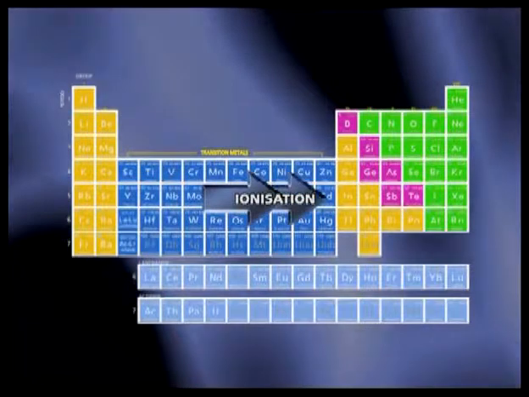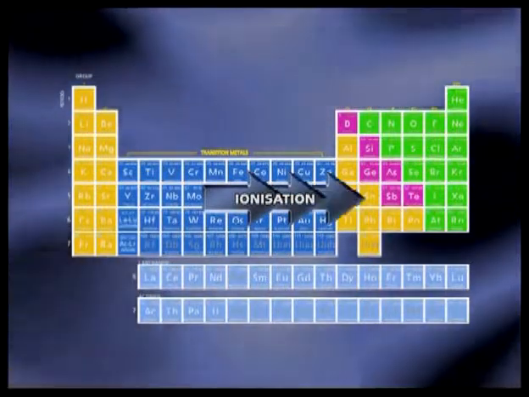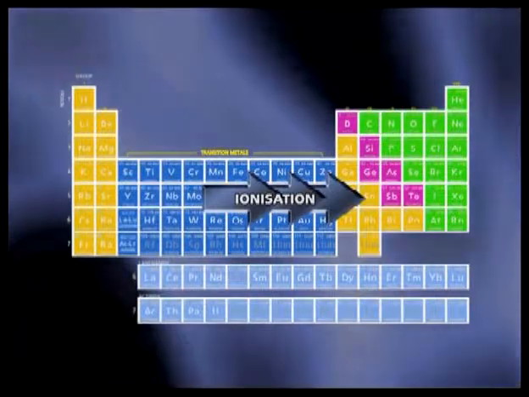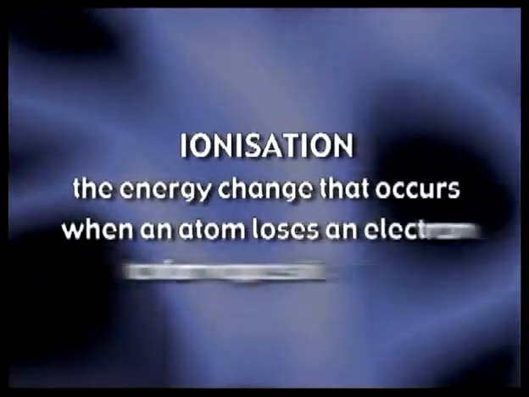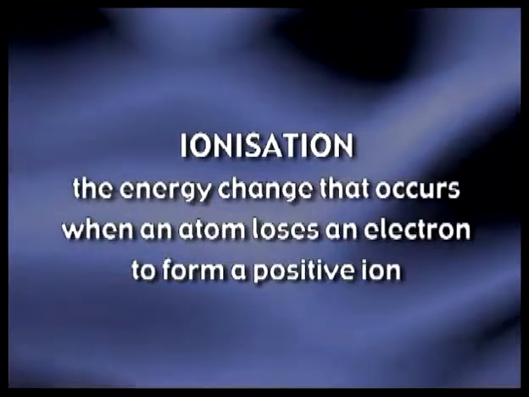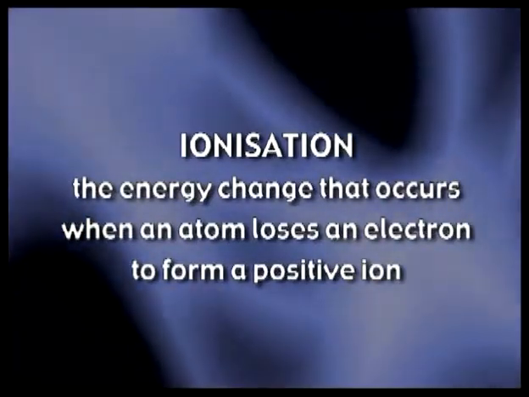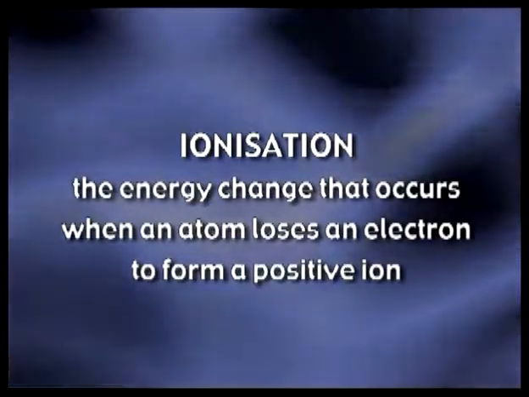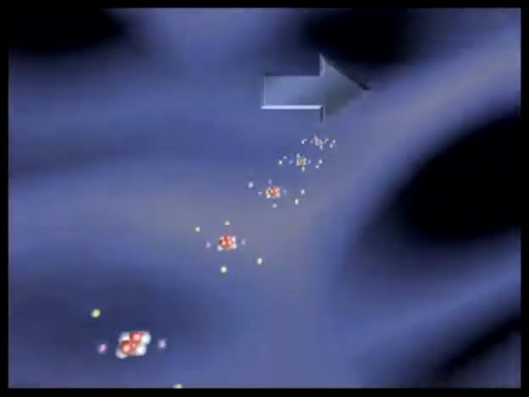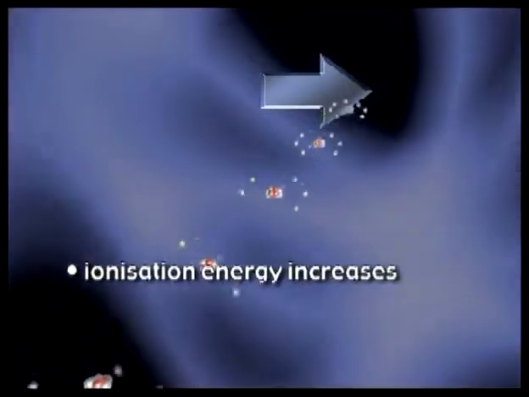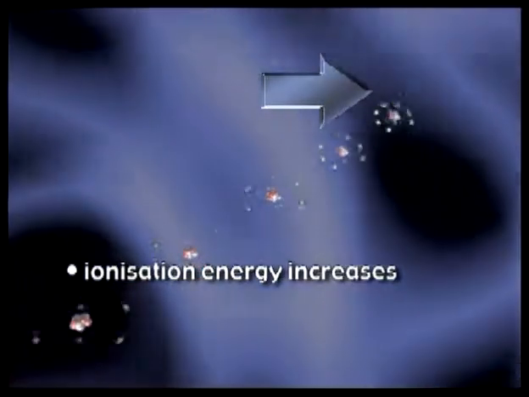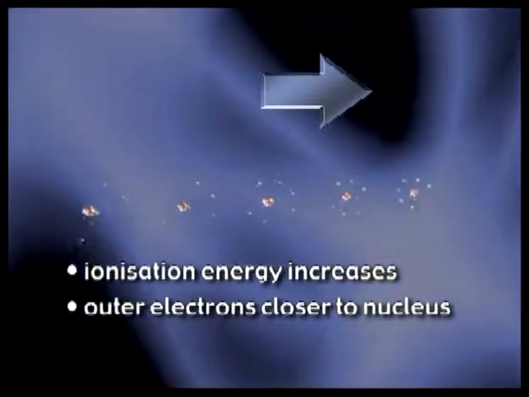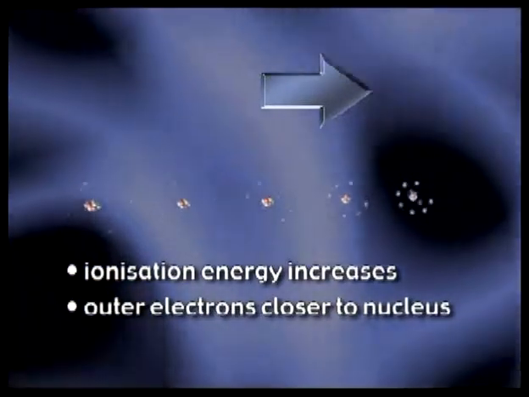For the same reason, an atom's ionization energy changes as you move across the chart. Ionization energy is the energy change that occurs when an atom loses an electron to form a positive ion. As you move from left to right across a period, the ionization energy tends to increase as a result of outer electrons becoming closer to the nucleus and harder to remove.